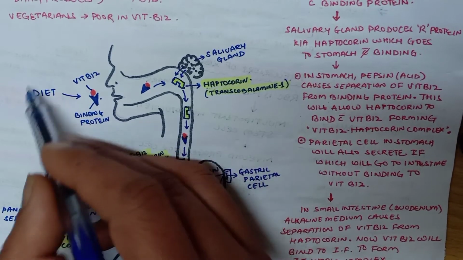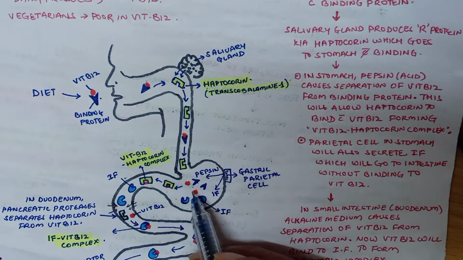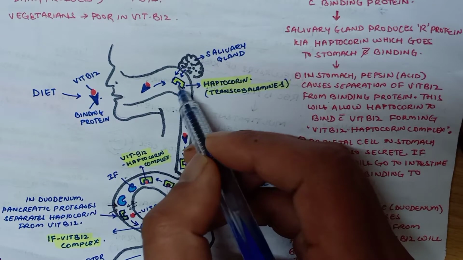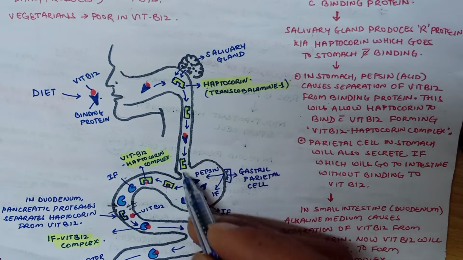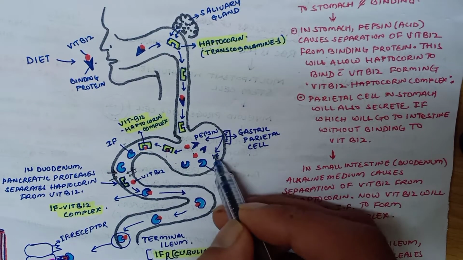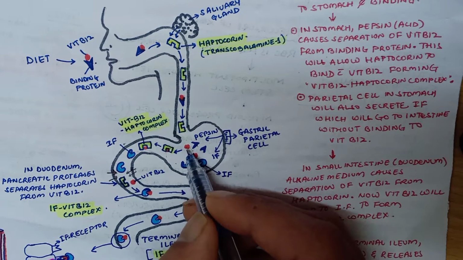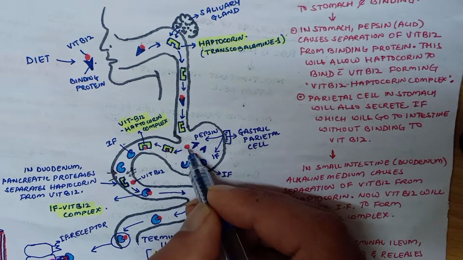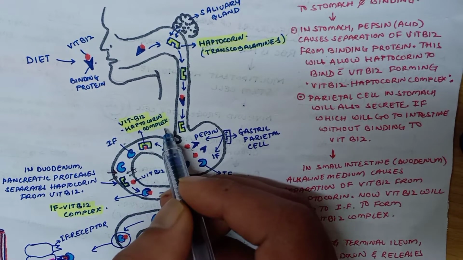So what happens is that dietary vitamin B12 has a binding protein which will go into the stomach, whereas the salivary gland produces R protein, which is haptocorrin, and it is a transcobalamin 1 protein. This haptocorrin will also go into the stomach. In the meanwhile, gastric parietal cells will be producing pepsin and intrinsic factor, and this pepsin will cause vitamin B12 to separate from the binding protein, and this vitamin B12 will attach to haptocorrin to form the vitamin B12 haptocorrin complex.